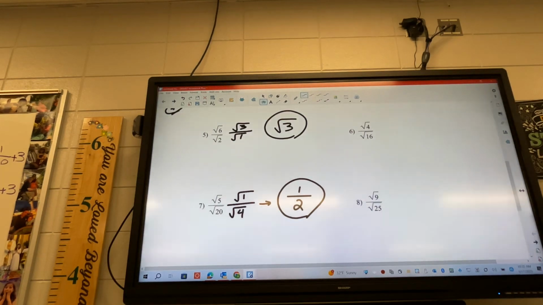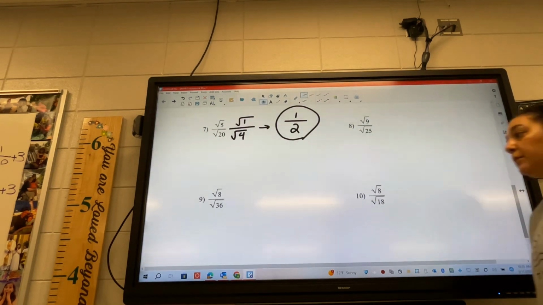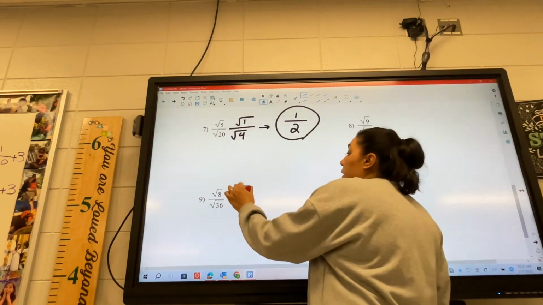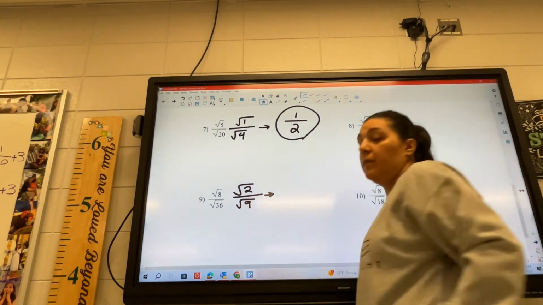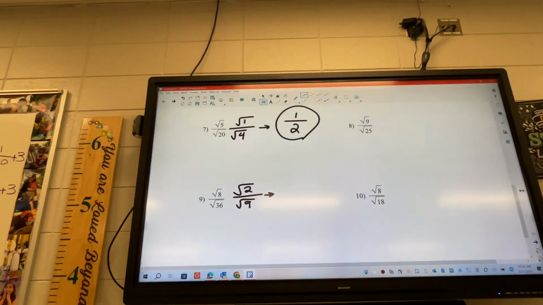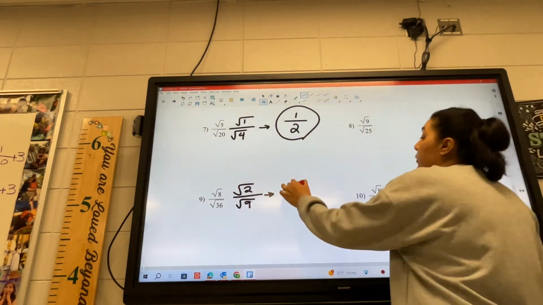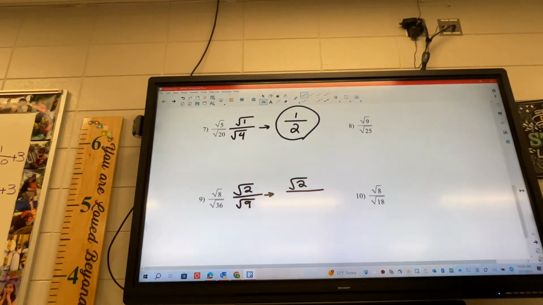Okay. 8 over 36 is 2 over 9. So we're going to get square root of 2 over square root of 9. Again, what are our magic numbers? 2, 3, 5, 7. So does the 2 need simplified? No. Square root of 2 is going to stay square root of 2. What about a 9? It becomes a 3.